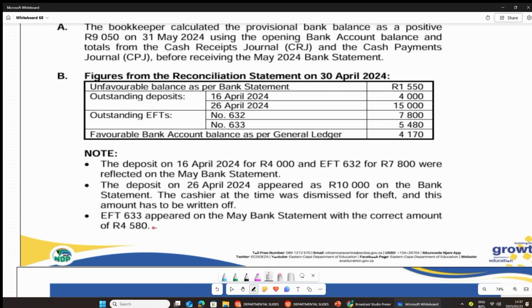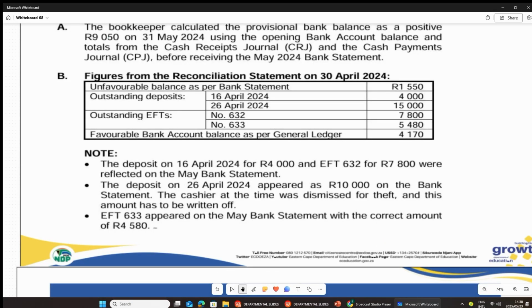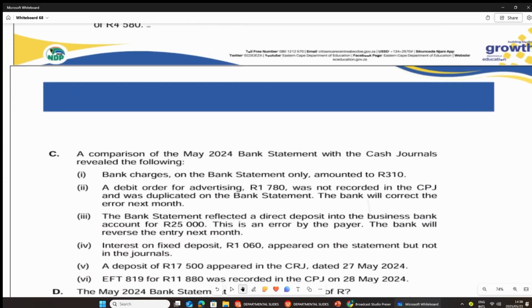Now that difference you have to record somewhere. It's either going to be in your CRJ or your CPJ. It's because we made the mistake as the business, not the bank. Okay? So if a payment was overstated, it means it was made more than what it was supposed to be. The difference has to be recorded somewhere. Will it be in the CRJ or the CPJ? Because we are reducing the payment, right, we have to record that difference in our CRJ. Move on to the next part.